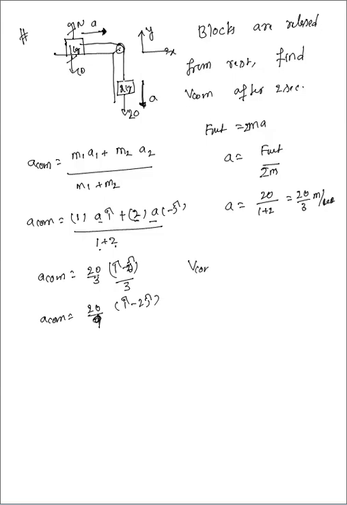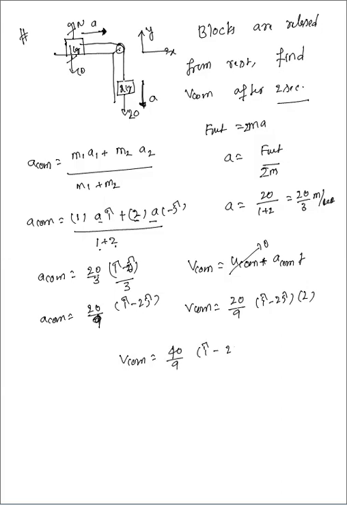Velocity of center of mass is nothing but UCOM plus acceleration of COM into t, V equal to U plus AT. UCOM is 0. Therefore VCOM equals acceleration of COM, which we just got as 20 by 9 into I cap minus 2 J cap, into time, after 2 seconds as they are telling in the question. Therefore velocity of center of mass equals 20 into 2 is 40, 40 by 9 into I cap minus 2 J cap.